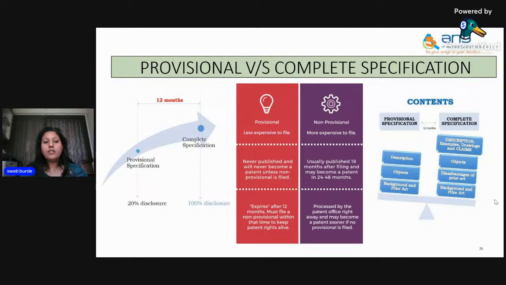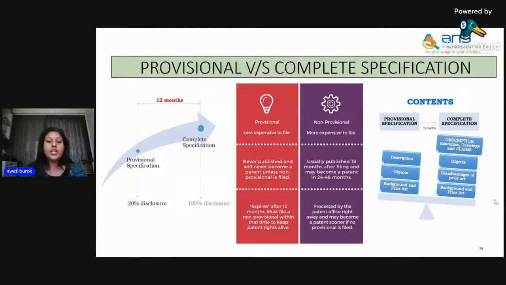And as I've told, provisional is just filed with an idea. It could be a one-page idea, a two-page idea with minimum detail, and as broadly and as generically as possible, you can describe your invention. No specific technicalities are required in provisional. And there are no claims actually. The major difference is there are no claims in provisional.